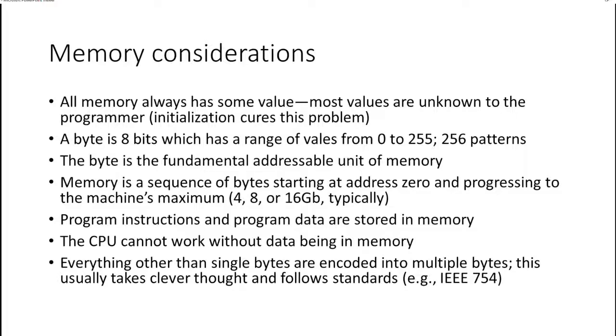Program instructions and program data are stored in memory. They consume a certain number of bytes. Most pieces of data in the machine consume 2 or more bytes because 1 byte is just too small to store anything valuable. So some instructions are 32 bits long. That means it would take 4 bytes. Some instructions are 64 bits long. That means it would take 8 bytes to store one instruction or one piece of data.